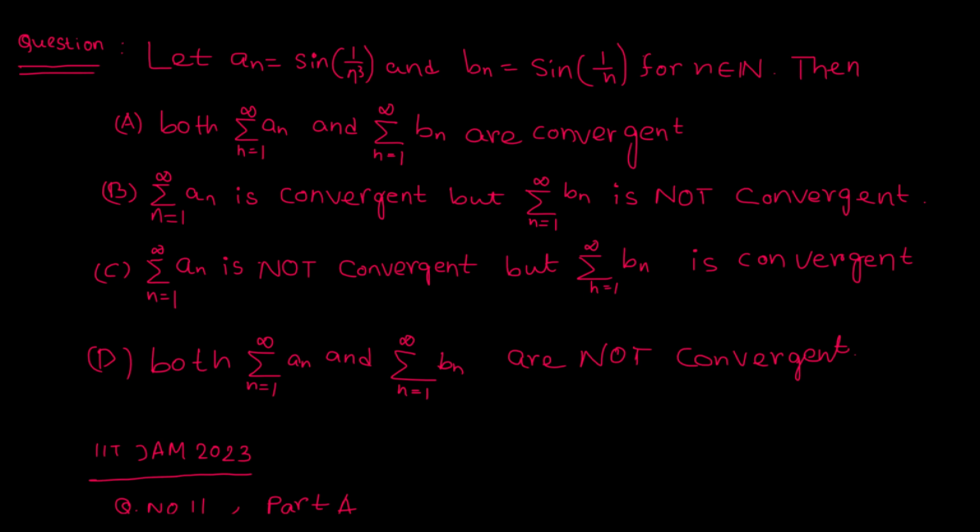Then option A है, both summation n equals to 1 to infinity a_n and summation n equals to 1 to infinity b_n are convergent. ऑप्शन बी बोल रहा है summation n equals to 1 to infinity b_n is convergent but summation over a_n is not convergent. ऑप्शन सी बोल रहा है summation a_n is not convergent but summation b_n is convergent. ऑप्शन डी बोल रहा है both are not convergent.